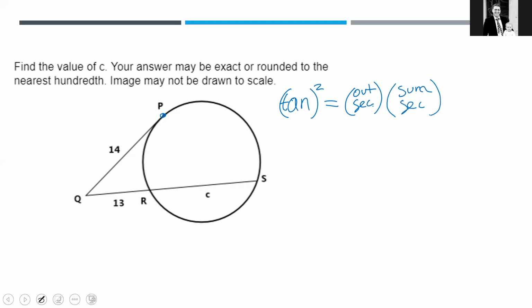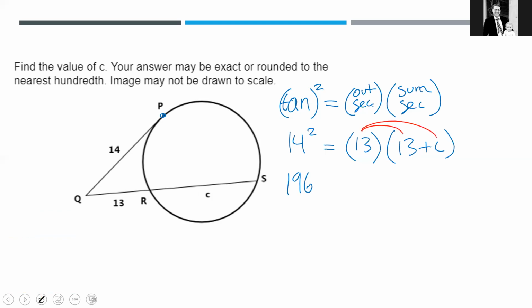So for this case, our tangent is 14. We're going to square that. The outside part of our secant is 13. And then the sum is 13 plus C. And now we can solve for C. 14 squared is 196. We should probably remember we need to distribute. So that's going to give me 13 times 13 is 169 plus 13C.